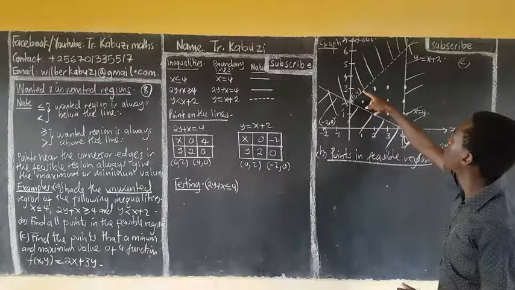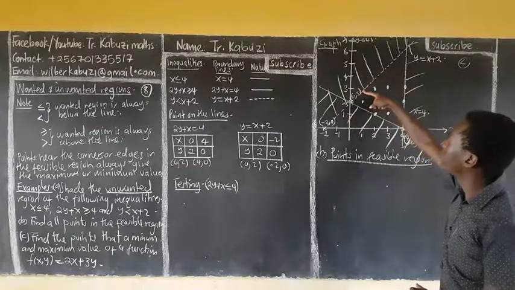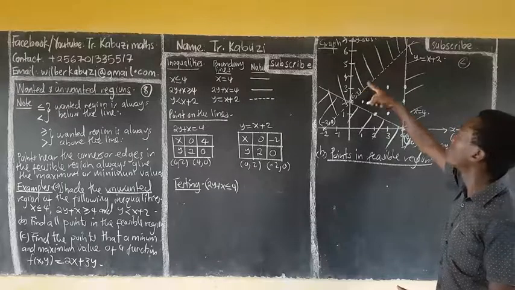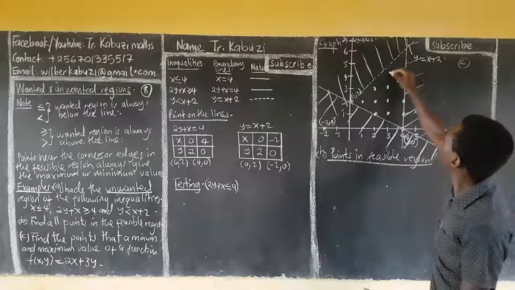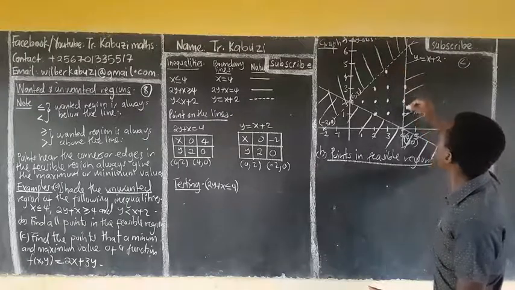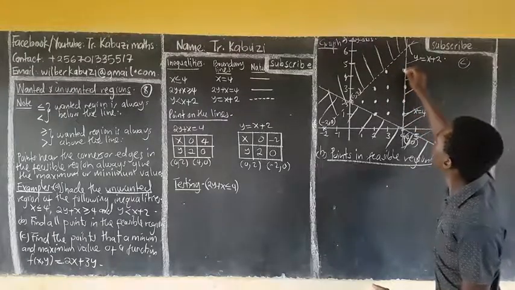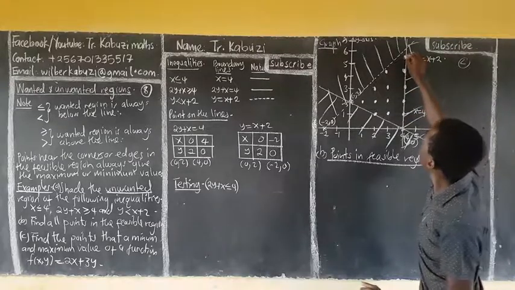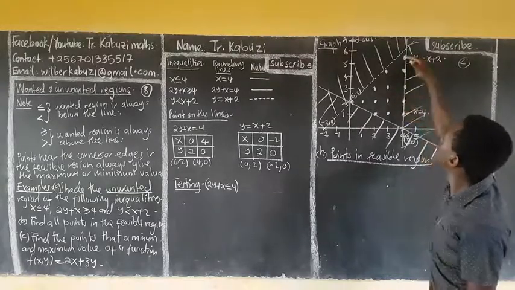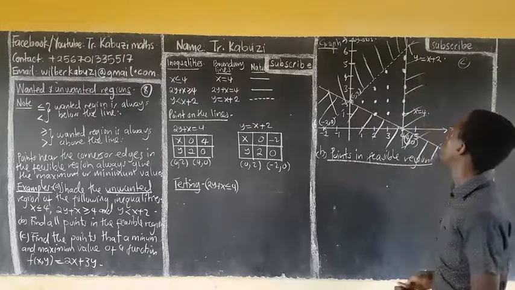I can't take 1, 3 because this point is on this broken line. So I can't take it. Then I can take 3, 4 there. Then I can take 4, 4 there. Then I can take 4, 5 there. You see, now I can't take this because it's on a broken line.